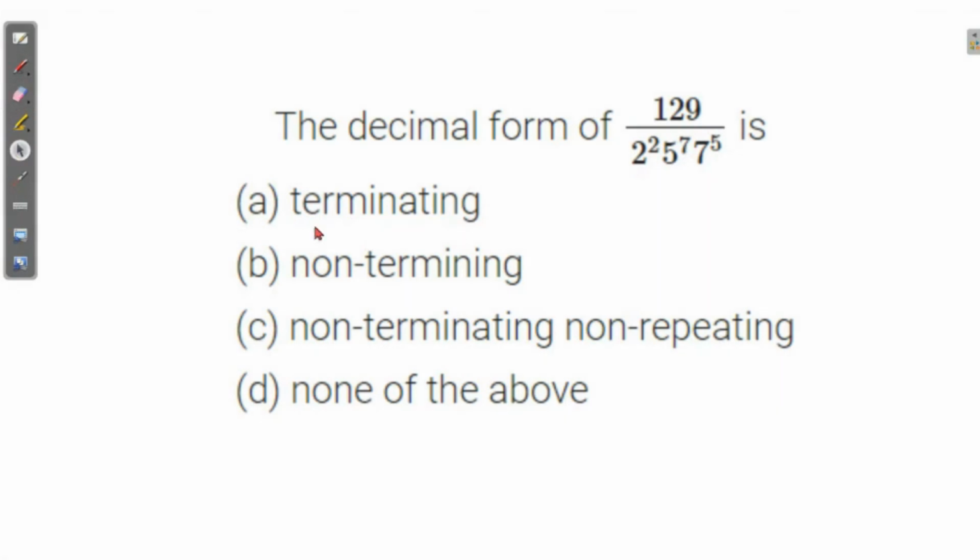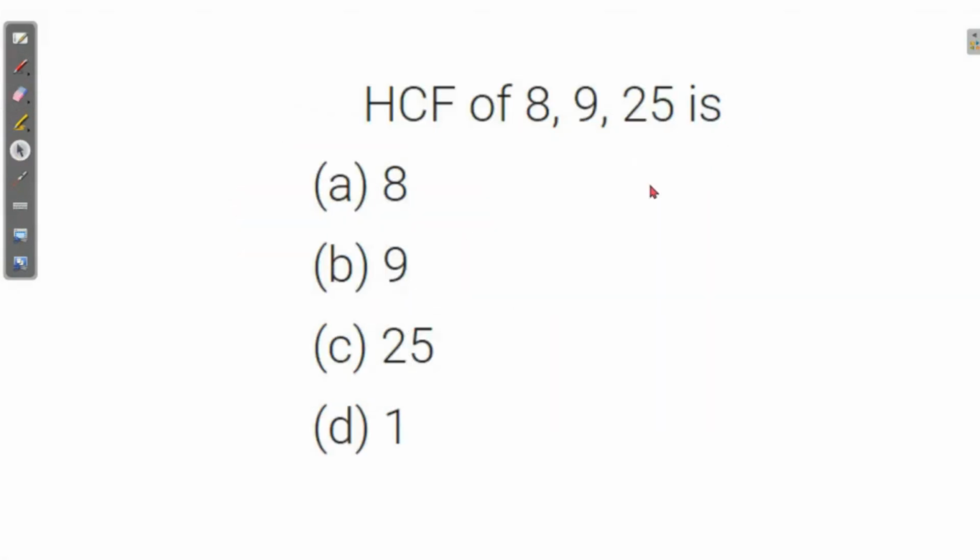Next, we are going to move to the next question. We need to find the HCF of 8, 9, and 25. Okay, so what we'll do here is first find the prime factors of 8. We know 8 is nothing but 2 to the power of 3, that is 2 into 2 into 2.